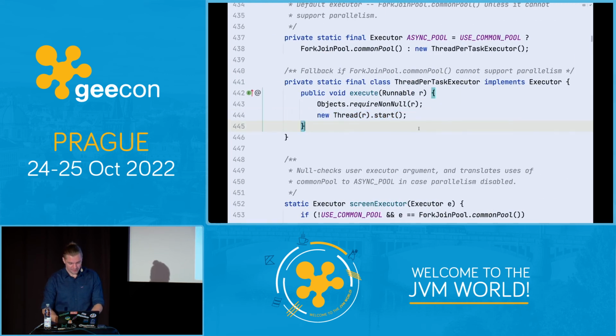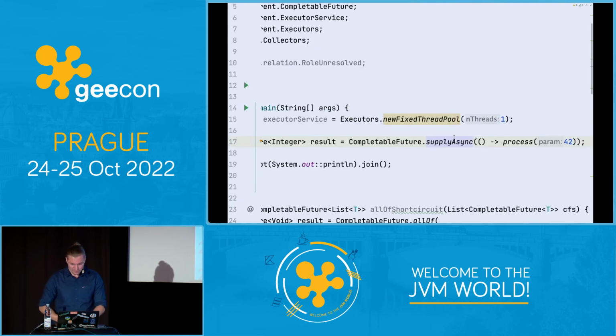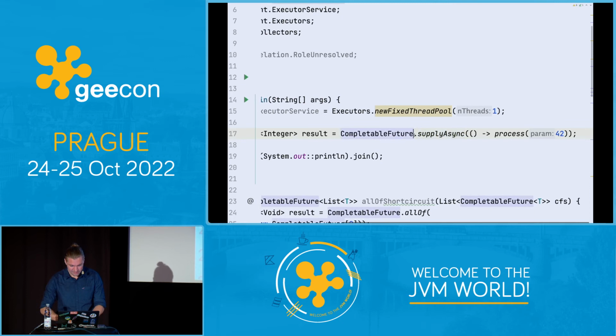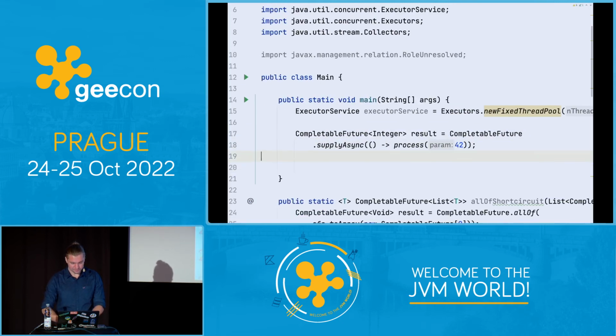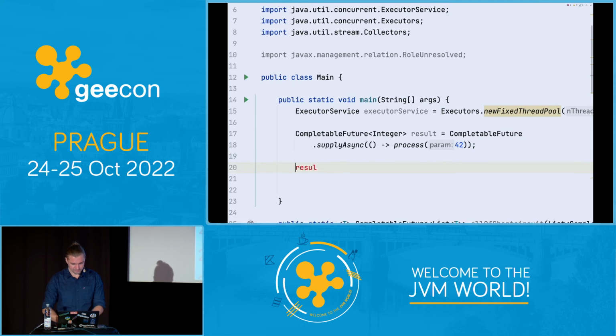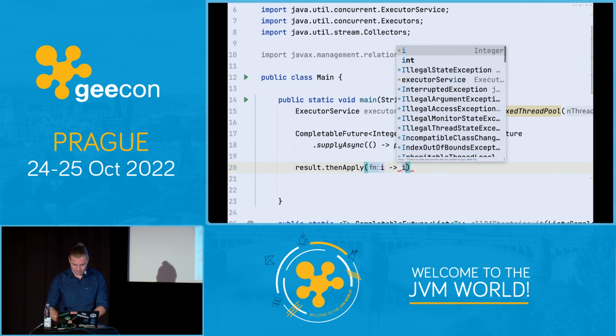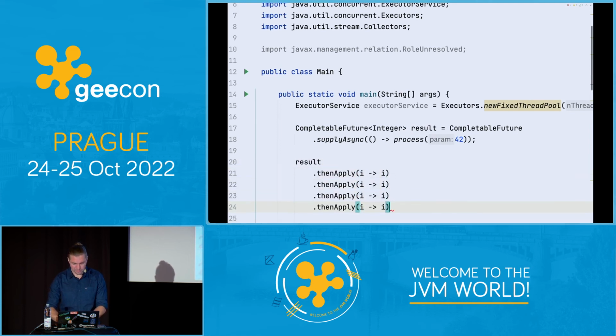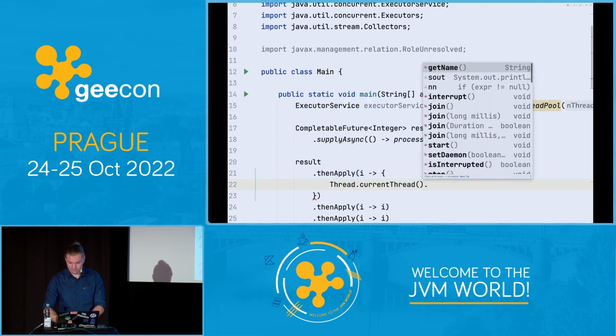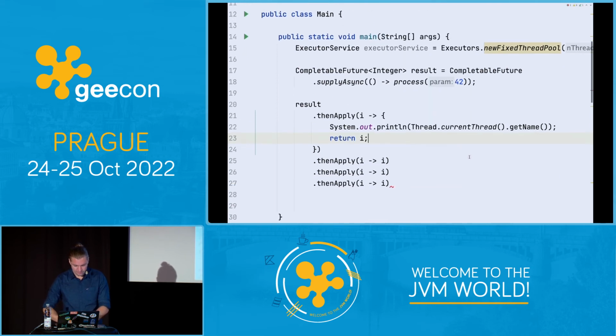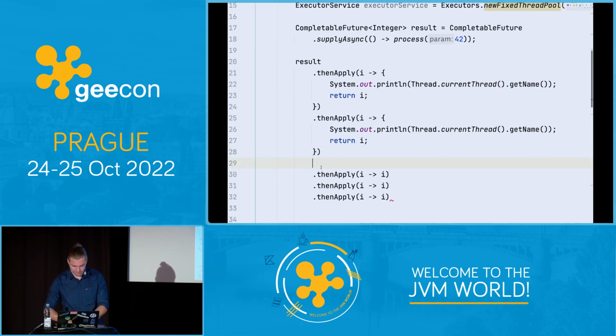But that's not all. Here comes another interesting fact. So now we have this result over here, supplyAsync, and let's now go for result, then apply. Well, it won't be doing anything interesting, and a few others. And those values return a CompletableFuture, indicating that those operations are asynchronous. Let's have a look at where it's actually getting executed. Return i. Oh, actually, let's copy paste it a couple of times. Two is enough. Let's join and run it.